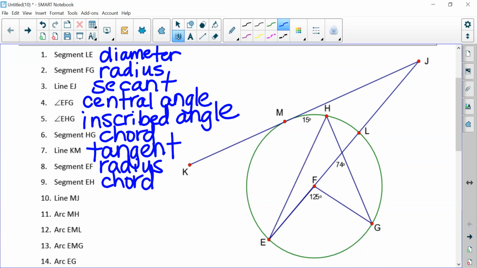Line MJ, okay? Here is line MJ. Okay, look, line MJ touches the circle at exactly one point, which is point M, which means that line MJ is a tangent, okay? Because by definition, a tangent intersects the circle at exactly one point.